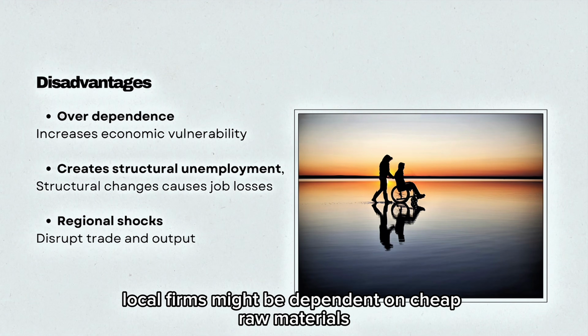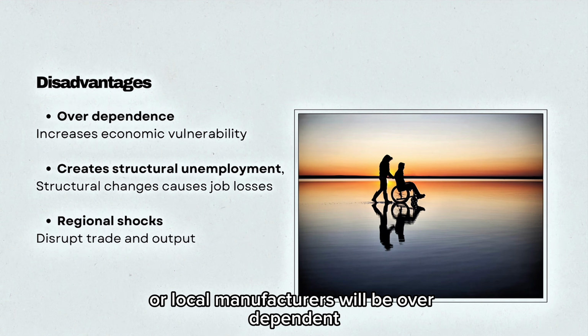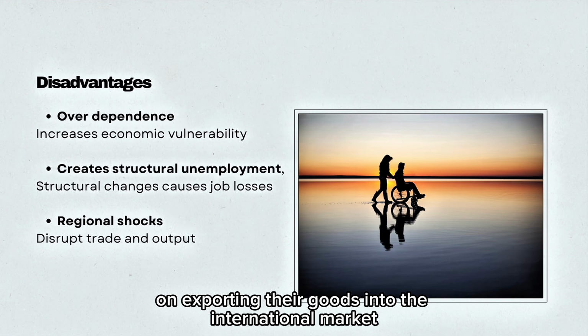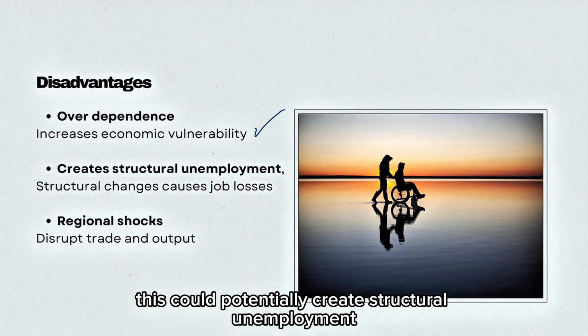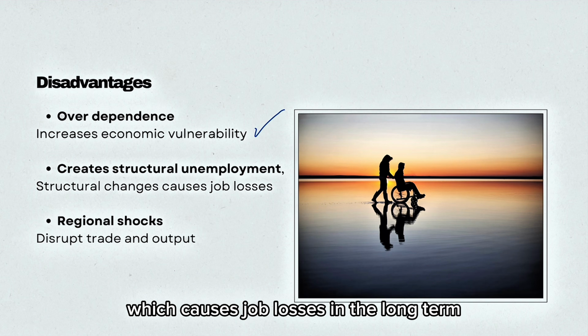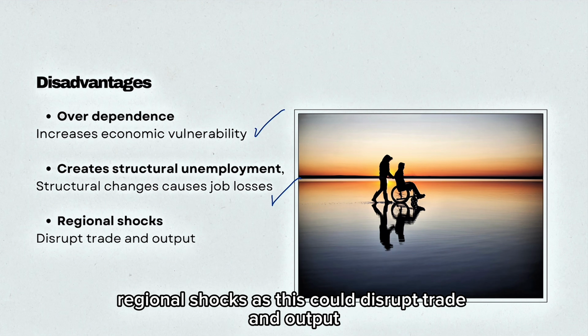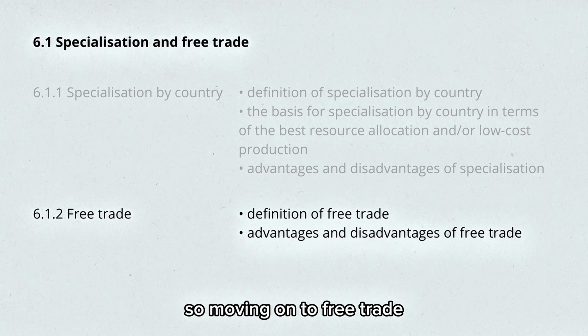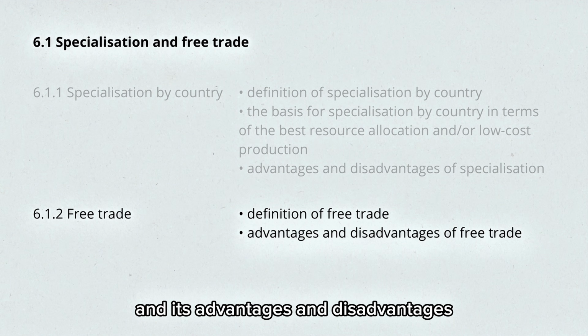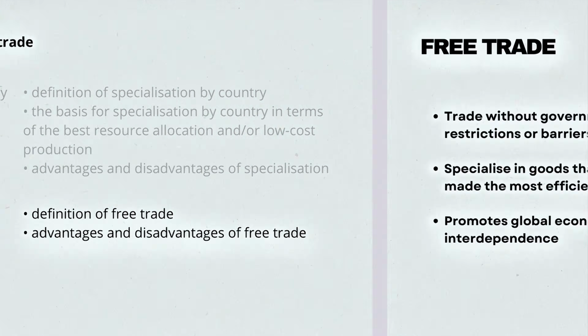So local firms might be dependent on cheap raw materials, or local manufacturers will be overdependent on exporting their goods into the international market. So this could potentially create structural unemployment, which causes job losses in the long term. And lastly, regional shocks, as this could disrupt trade and output. So moving on to free trade and its advantages and disadvantages.